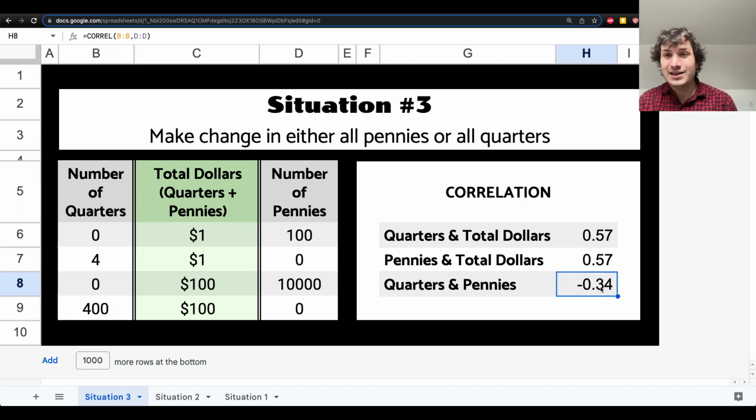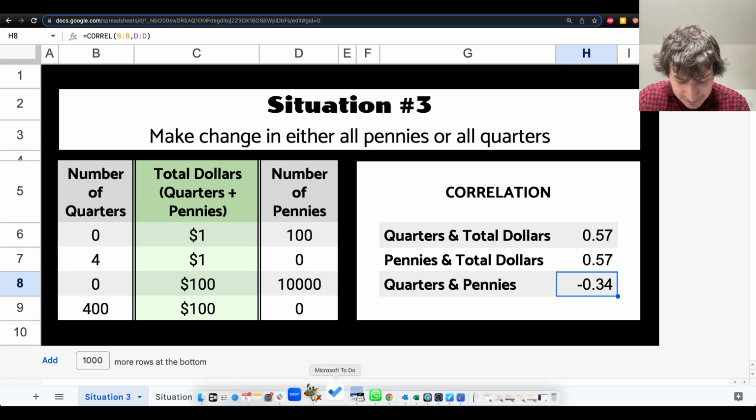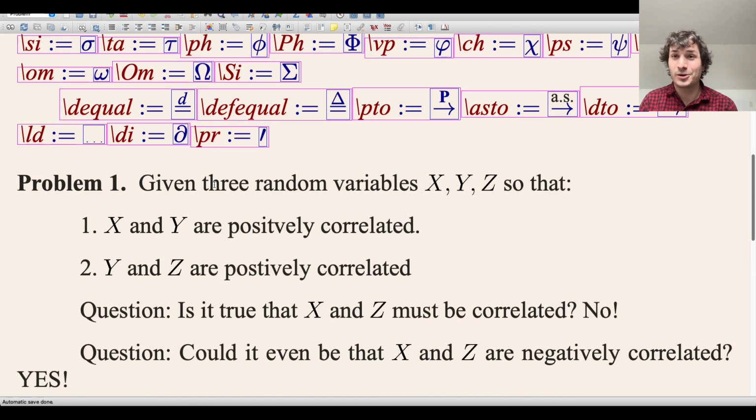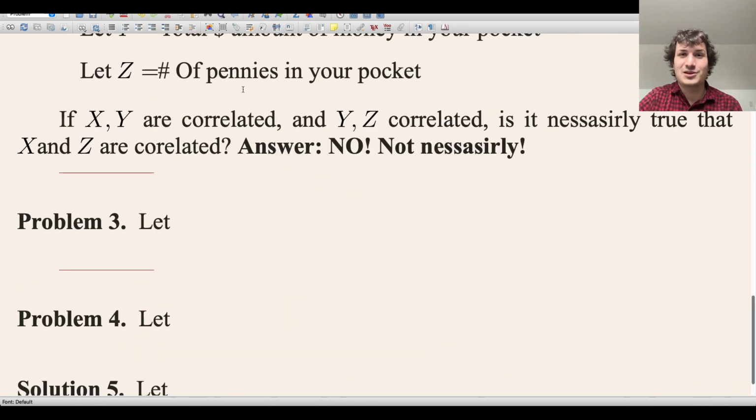So not only is it true that this transitive thing doesn't work the intuitive way, if X and Y are positively correlated and Y and Z are positively correlated, not only is it true that X and Z are not necessarily positively correlated, it could even be negatively correlated. Okay, what does this have to do with matrix completion?